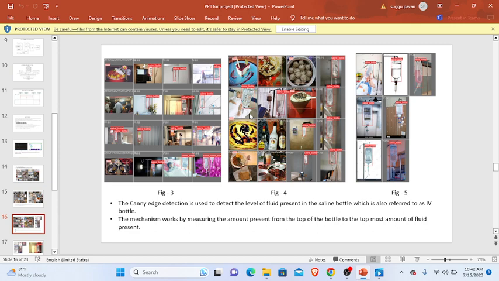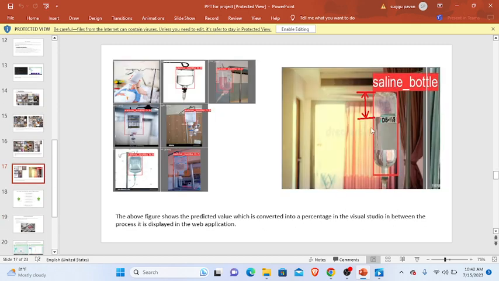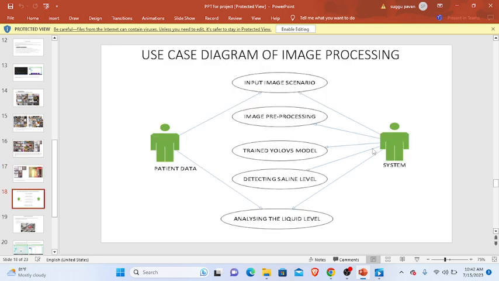Using Canny detection and the Hough transform, the fluid level in the saline bottle is detected. Through the Hough transform, the longest line in the saline is taken, and from that line the IV level is measured through the Canny detection. This is the use case diagram of the image processing of our project.